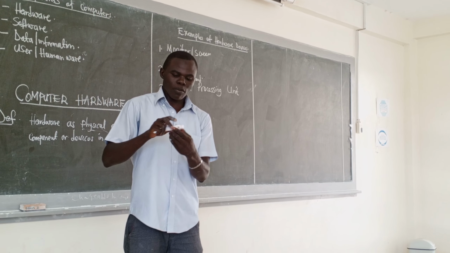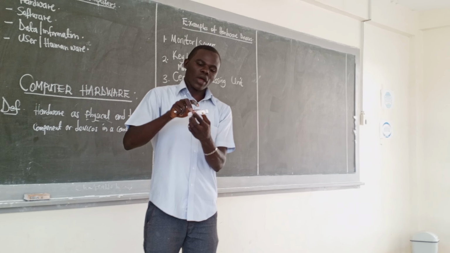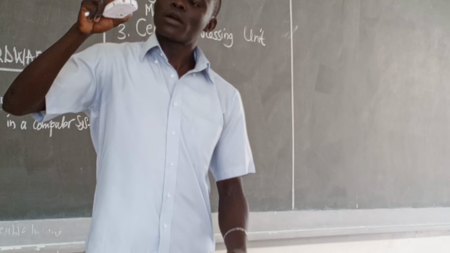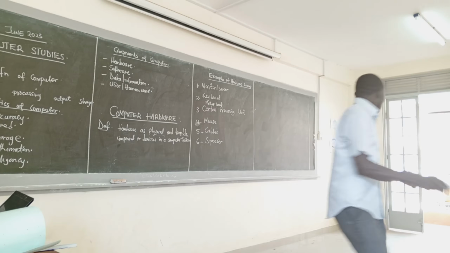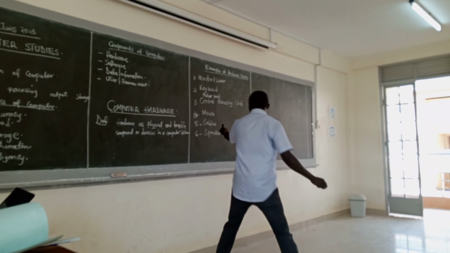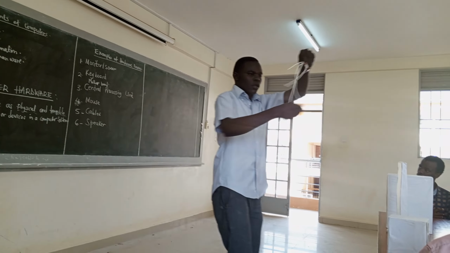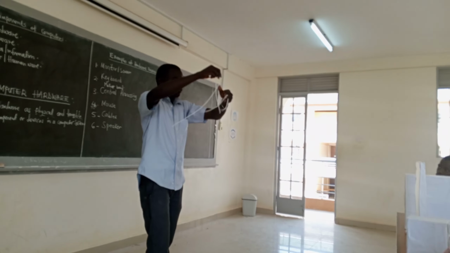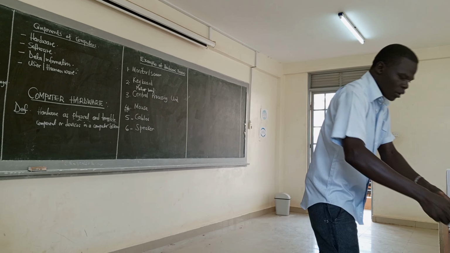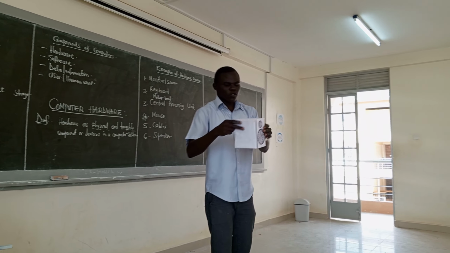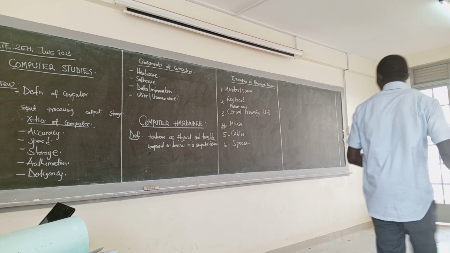And the mouse has two buttons. Actually, it has three buttons. We have the left click, right click, and then scroller. And then we have cables, which are here, for connecting the various hardware devices. And then lastly, the speaker, which is here, used for producing audio or sound.